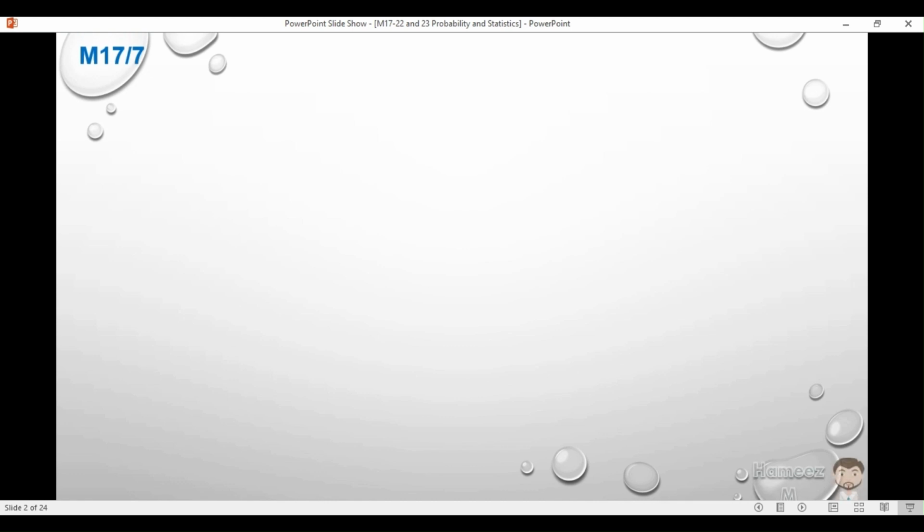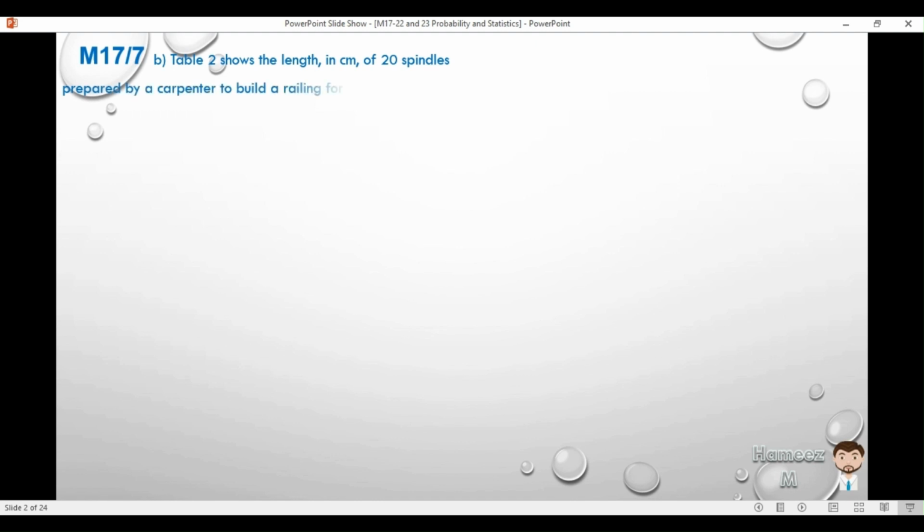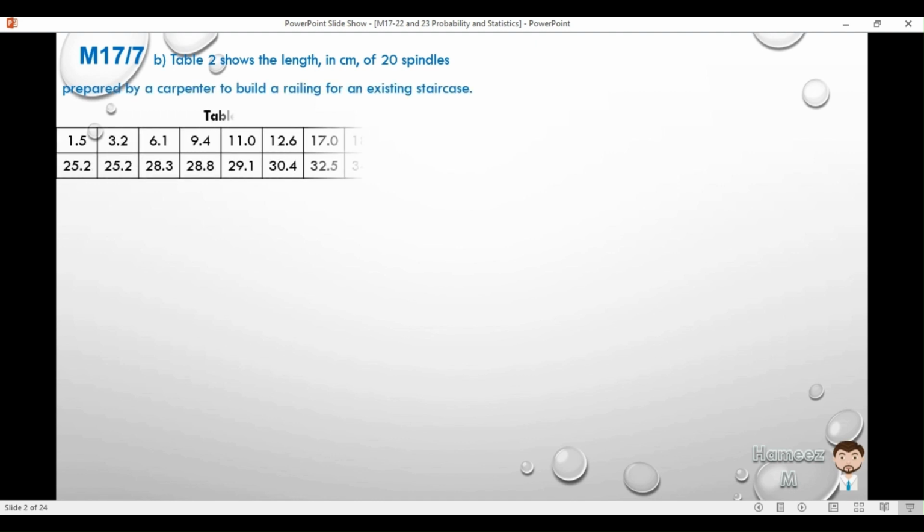May 2017, number 7, part B. Table 2 shows the length in centimeters of 20 spindles prepared by a carpenter to build a railing for an existing staircase. So if we look at table 2, we can see the 20 different lengths.